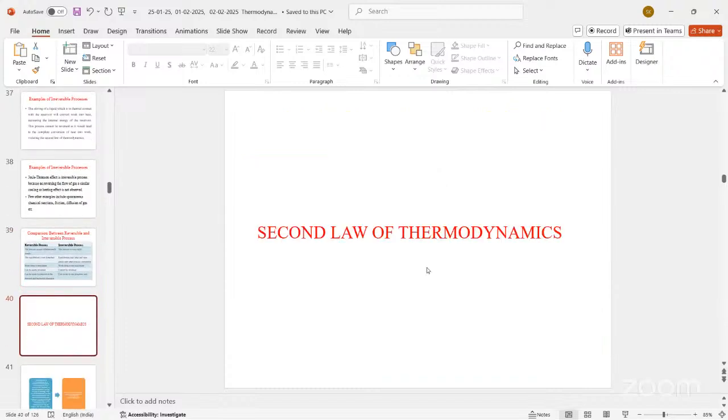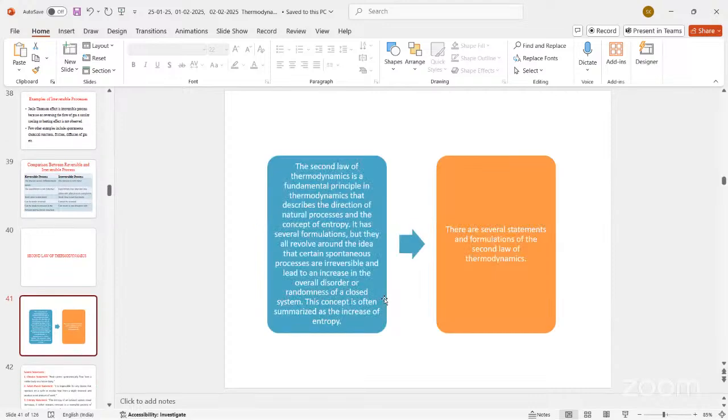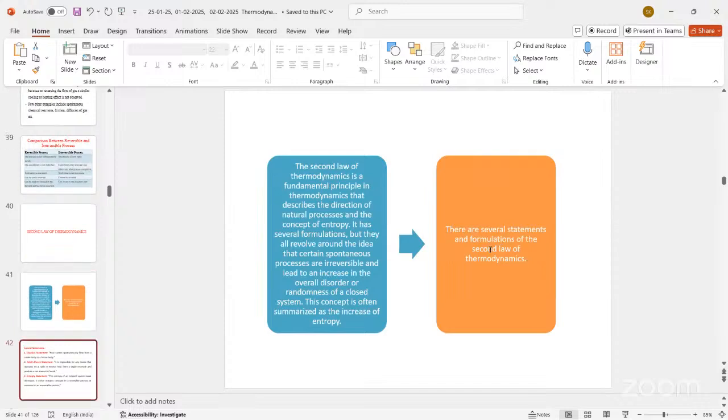Okay, what is the second law of thermodynamics? The second law of thermodynamics is the fundamental principle in thermodynamics that describes the direction of natural processes and the concept of entropy. It has several formulations, but they all revolve around the idea that certain spontaneous or irreversible processes lead to an increase in entropy. This concept is often summarized as the increase of entropy. There are several statements of the second law of thermodynamics.